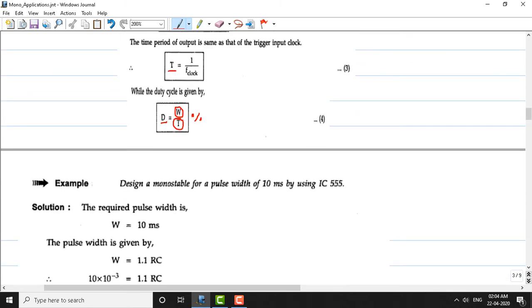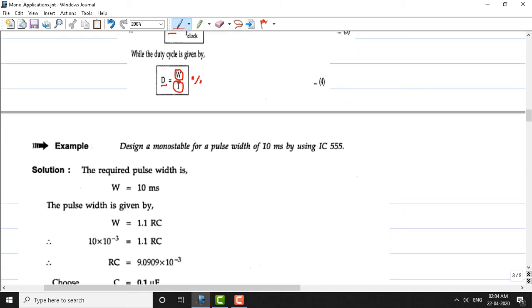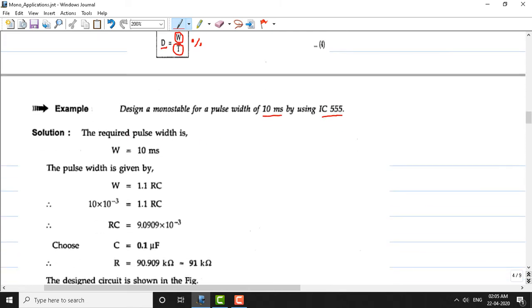So now let us take up an example problem to understand the monostable multivibrator. Design a monostable for a pulse width of 10 milliseconds using IC 555. The pulse width we have derived for the monostable multivibrator is W = 1.1 RC. These expressions we must remember, so we can substitute directly once we know them. In examination we don't have time to derive each expression, so it is better to remember them.